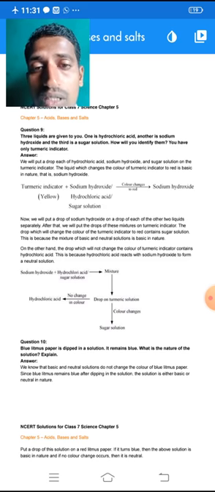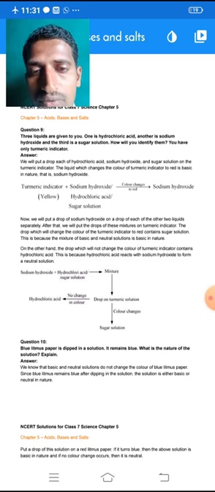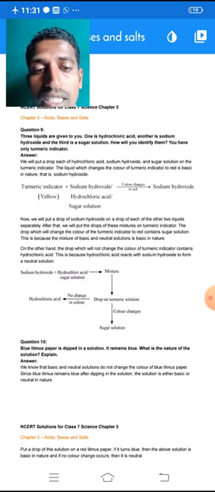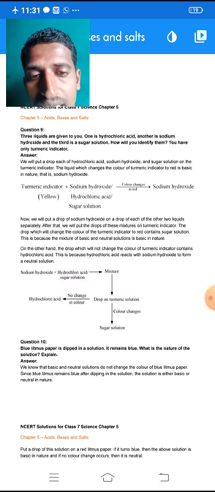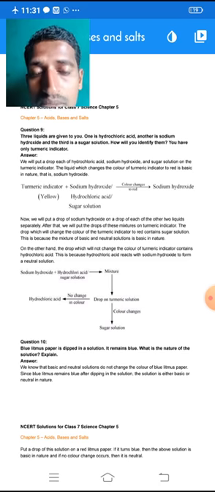So now hydrochloric acid and sugar solution are left. How do you identify them? Now we will put a drop of sodium hydroxide on a drop of each of the two remaining liquids, hydrochloric acid and sugar solution. Again we will put the turmeric indicator on each of these solutions.